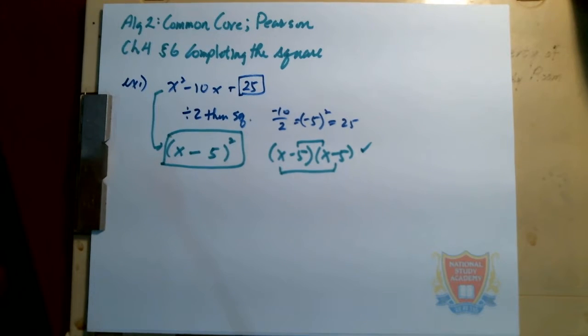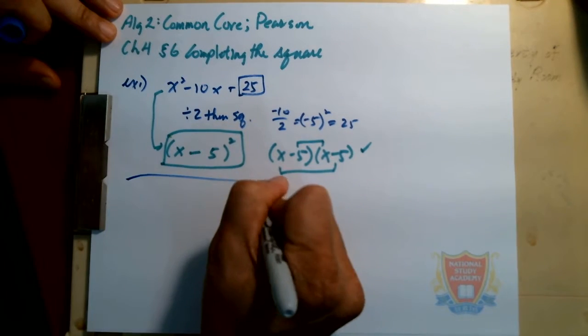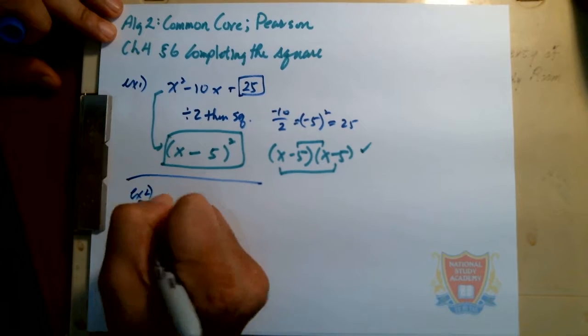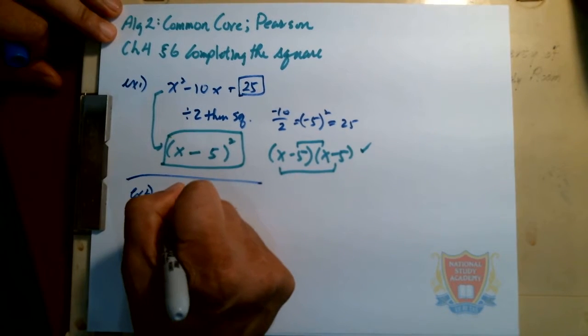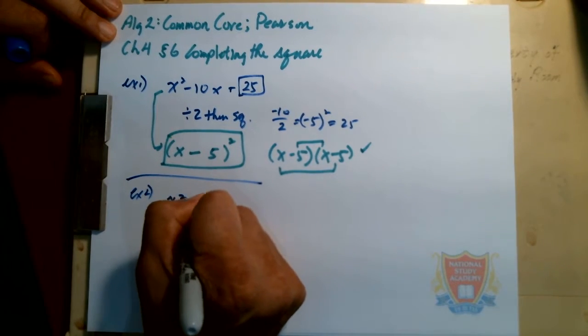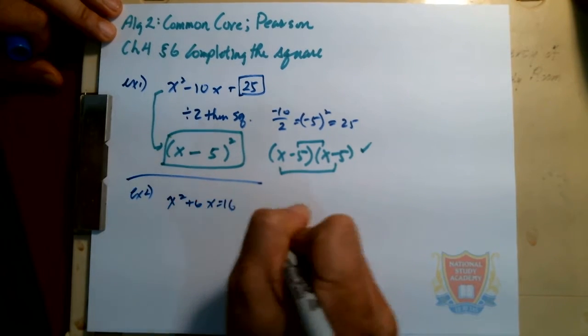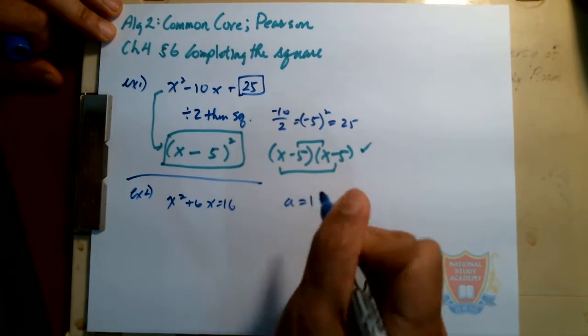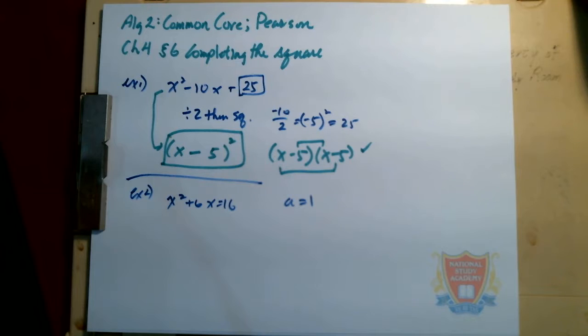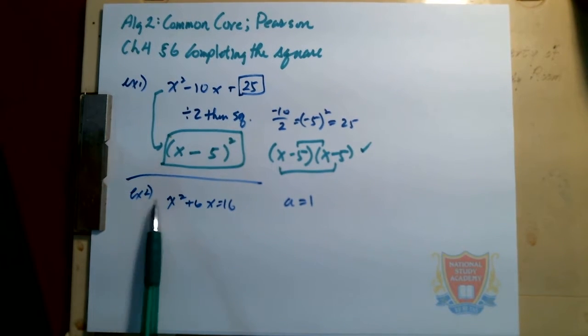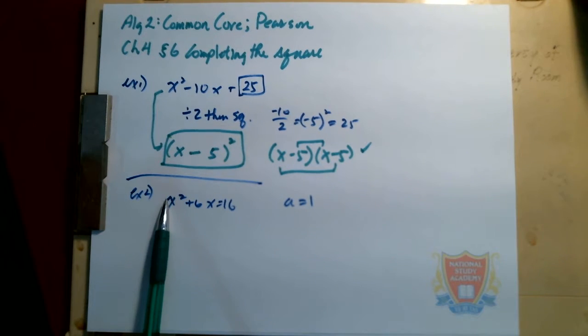Let's get another example. Example number 2. What if you have something like this now? X squared plus 6x is equal to 16. This is when a equals 1. What do I mean by when a equals 1? It's the leading coefficient, the number in front right here. That value is 1. Okay, let's see what happens.